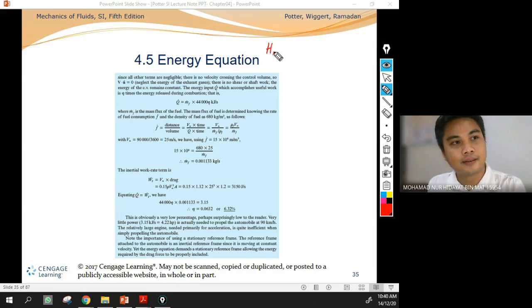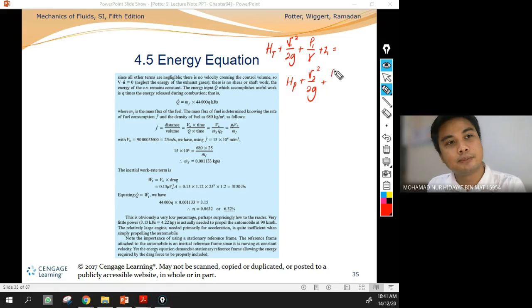HT plus V1 squared over 2g plus P1 over gamma plus Z1 equals heat of pump plus V2 squared over 2g plus P2 over gamma plus Z2 and loss. Alright, only this term you need to remember.